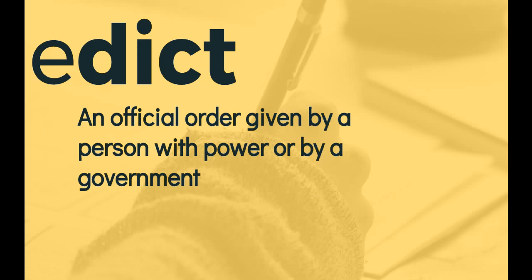Next is edict. This is an official order given by a person with power or by a government. So the government may give an order. That piece of paper, that official order, would be called an edict. A person in power could also give an edict.